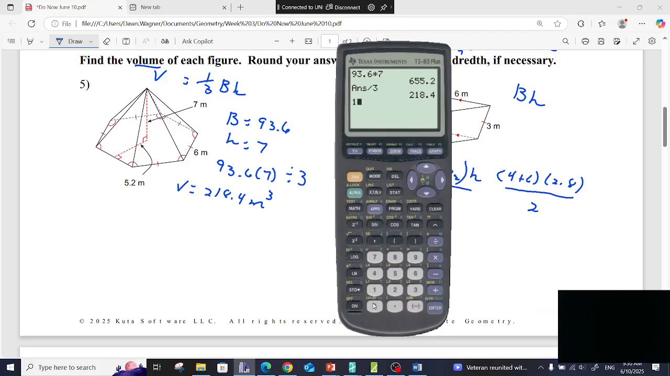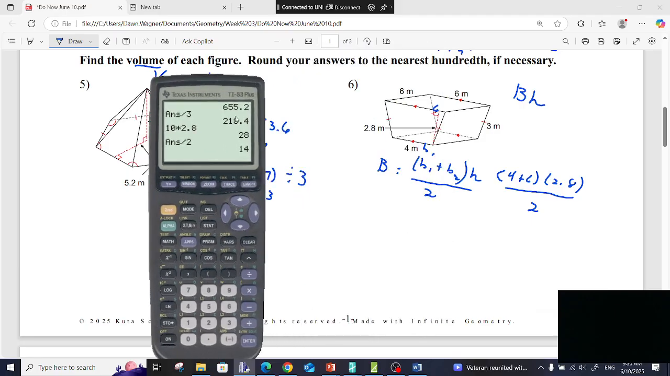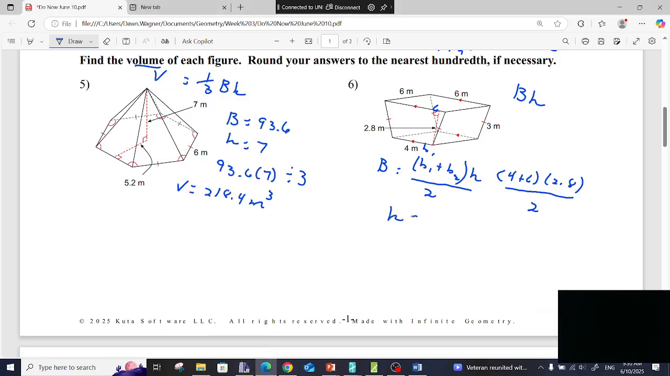So what is that? 10 times 2.8 divided by 2 is 14. And then my height is the distance between the two bases. So it's not the height of the trapezoid, it's the distance between the two trapezoids. So what's the height then? If it's the distance between the two trapezoids? Yes, it's going to be 6.